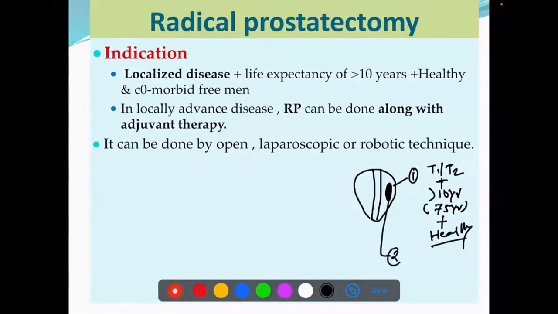We can also try radical prostatectomy in the case of locally advanced disease, especially T3 disease. Okay, you can do radical prostatectomy. But once it is a locally advanced disease, after doing prostatectomy you have to add some therapies, like adjuvant ADT or adjuvant radiotherapy, to have an effective outcome. And you can do it by open technique, by laparoscopic technique, and also, very commonly done in Western countries, by robotic technique.